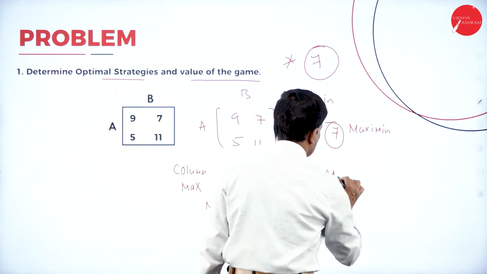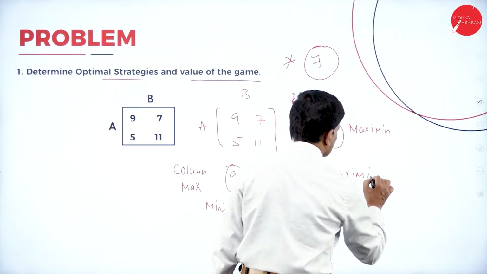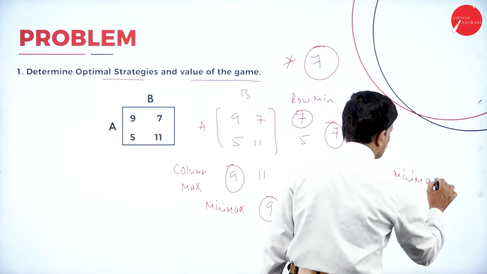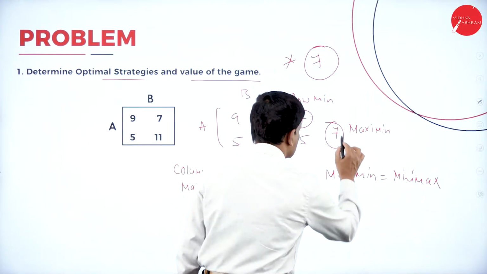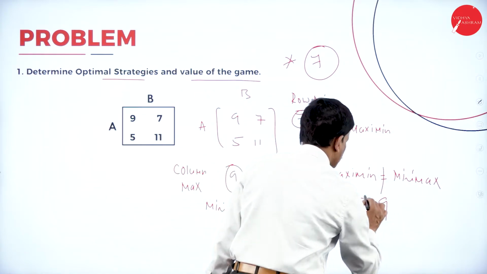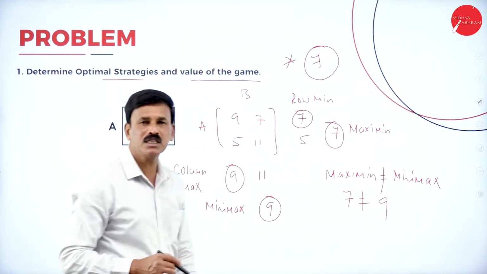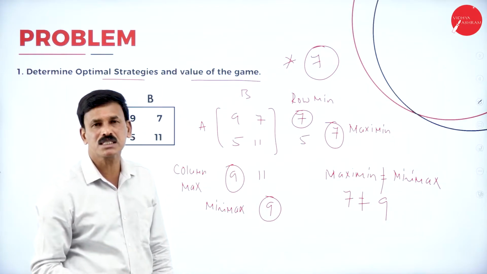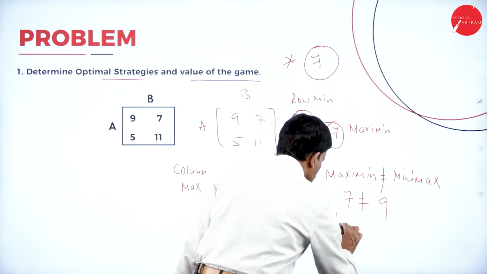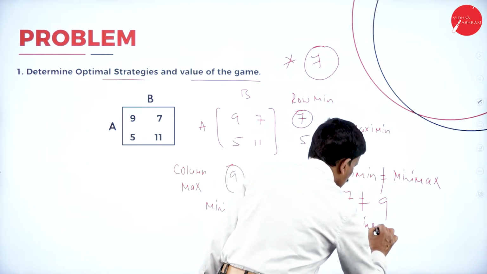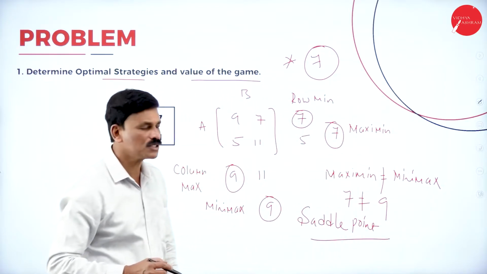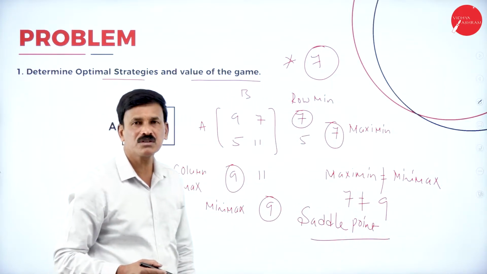So here maximin is 7 and minimax is equal to 9. These two are not equal. So maximin and minimax are not equal. That means the saddle point does not exist. So here the saddle point does not exist.